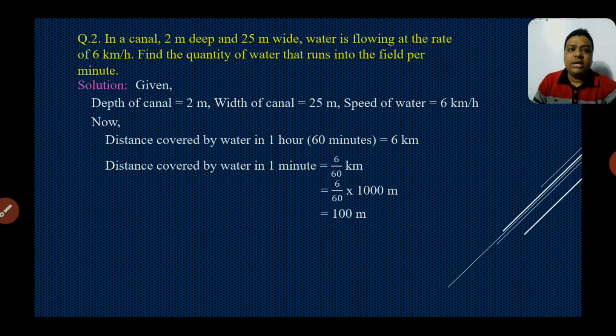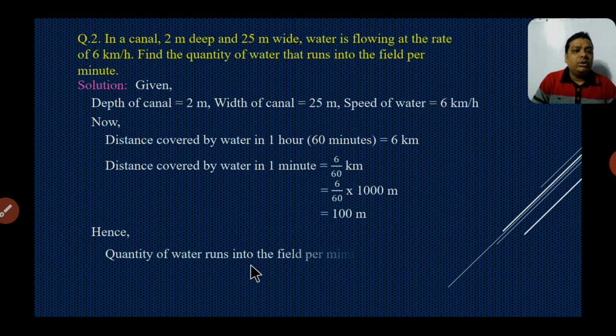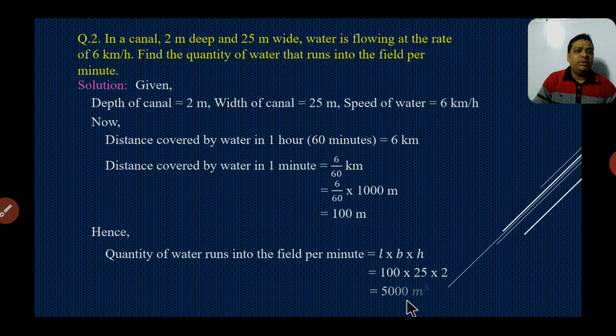Hence, quantity of water that runs into the field per minute, same formula, length into breadth into height. Length should be 100, breadth is given, and height, it means depth, is already given. Let's multiply it. It means 5000 meter cube of water runs into the field per minute. Understood, students? Now students, let's see one more question.